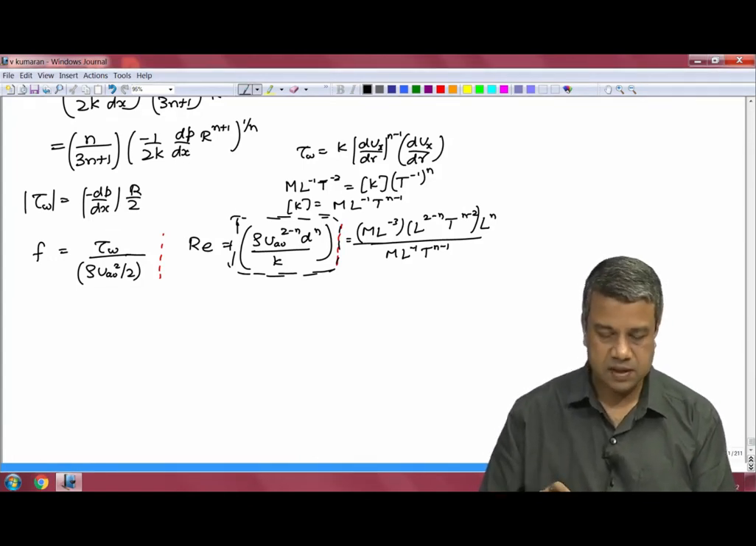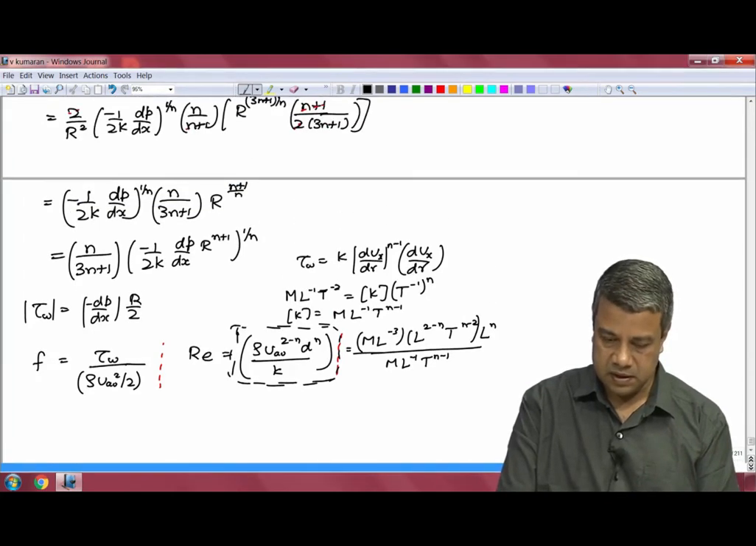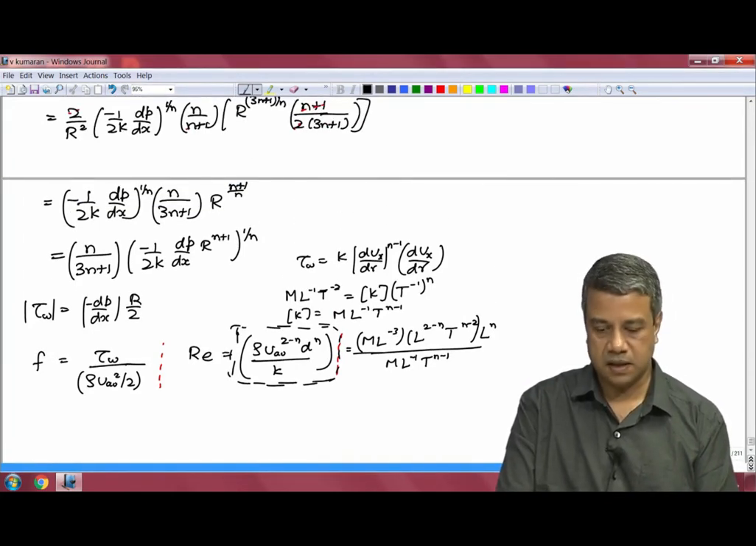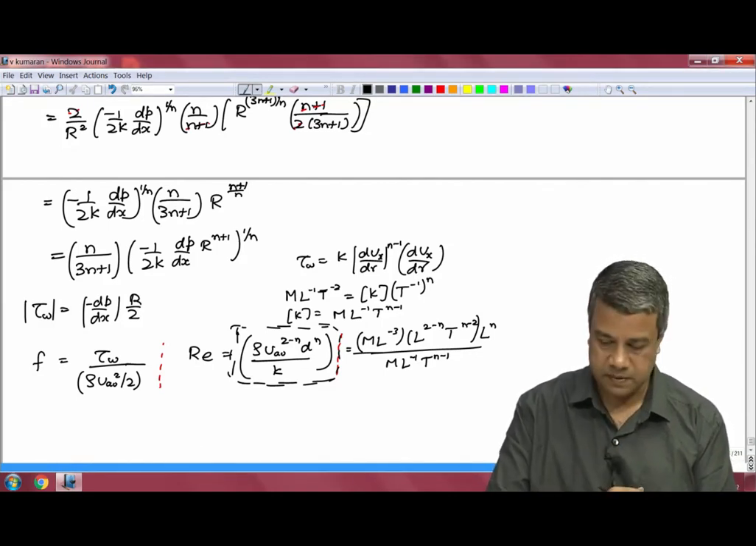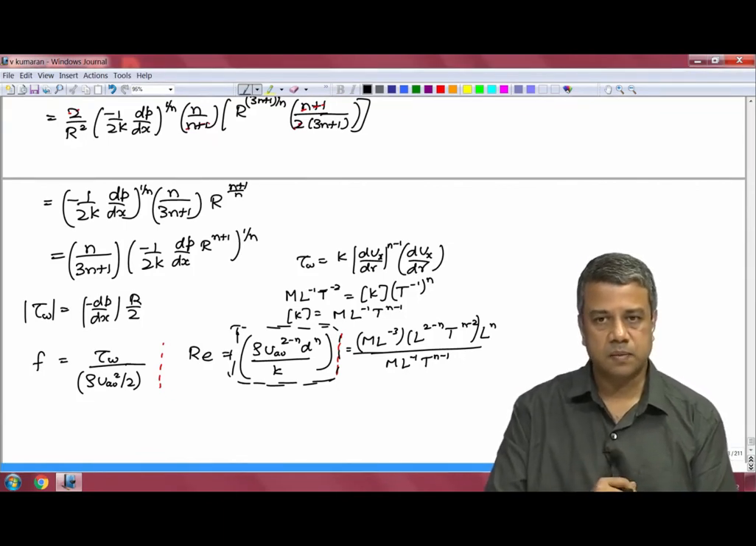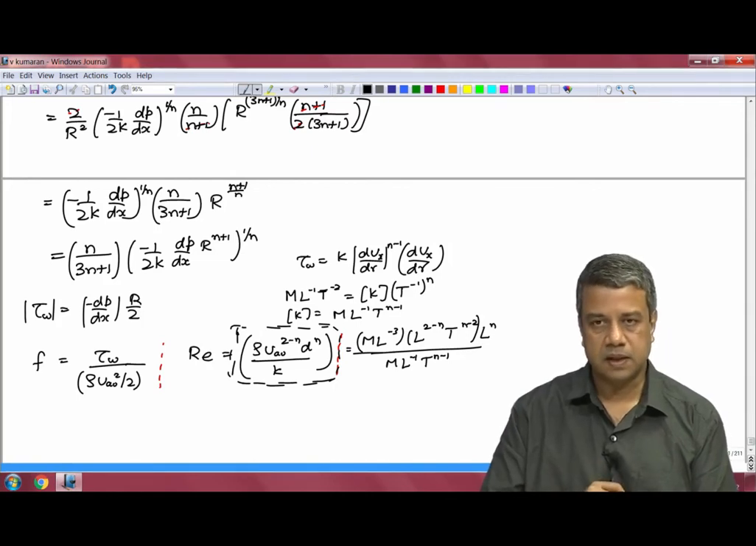So, we will continue this in the next lecture. Basically, what I have got for you here is the average velocity, okay, and the wall shear stress. Now, I need to find out the friction factor in terms of the Reynolds number. That completion of the friction factor in terms of the Reynolds number I will complete in the next lecture.